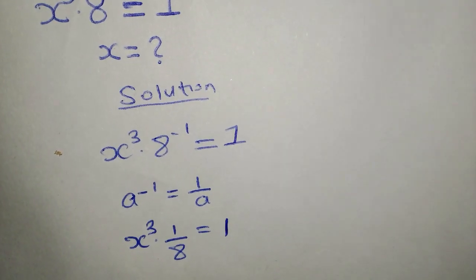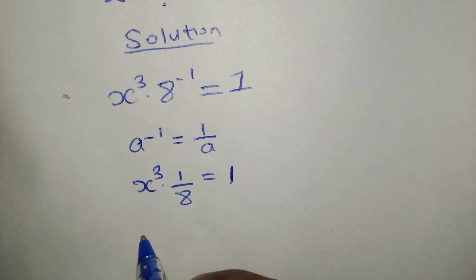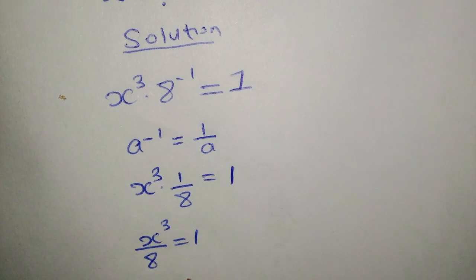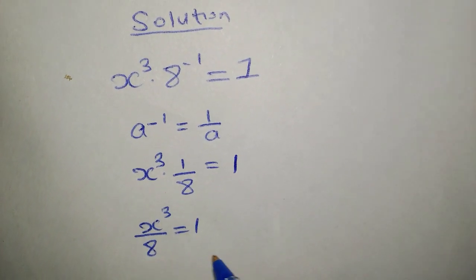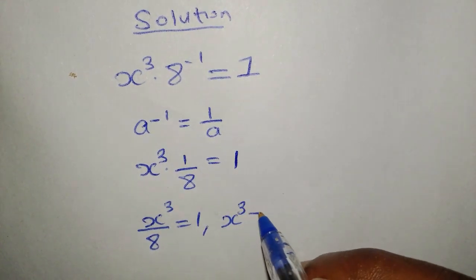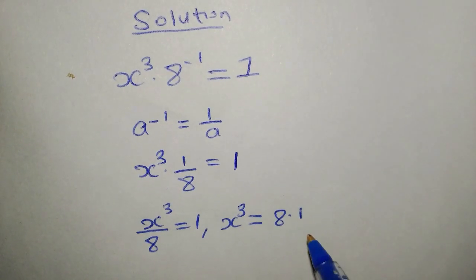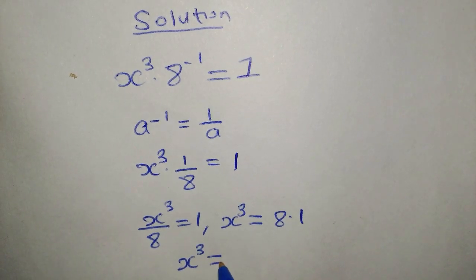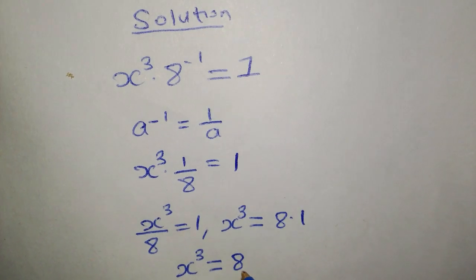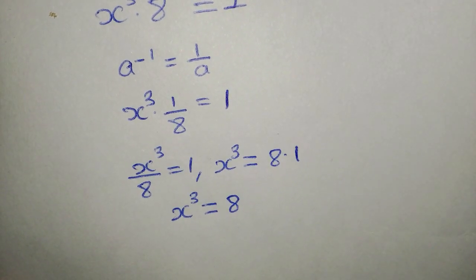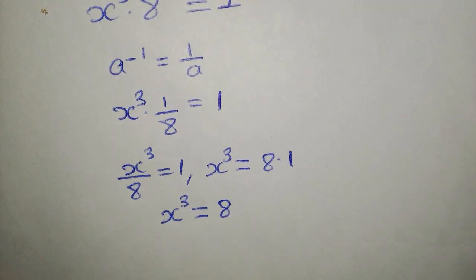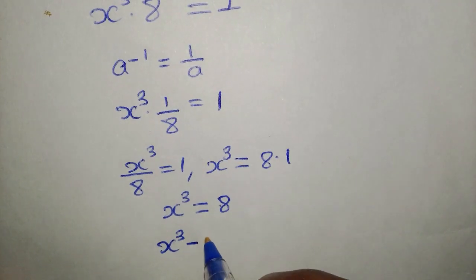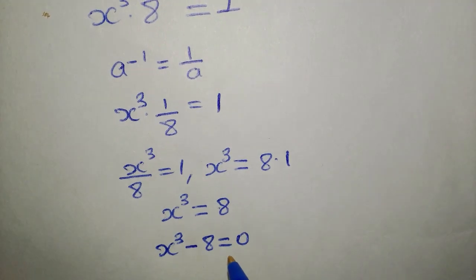So we'll simply have x to the power of 3 over 8 equals 1. If we cross multiply, we have x to the power of 3 is equal to 8 times 1, which is x to the power of 3 is equal to 8. If we bring this to the other side, we have x to the power of 3 minus 8 equals 0.